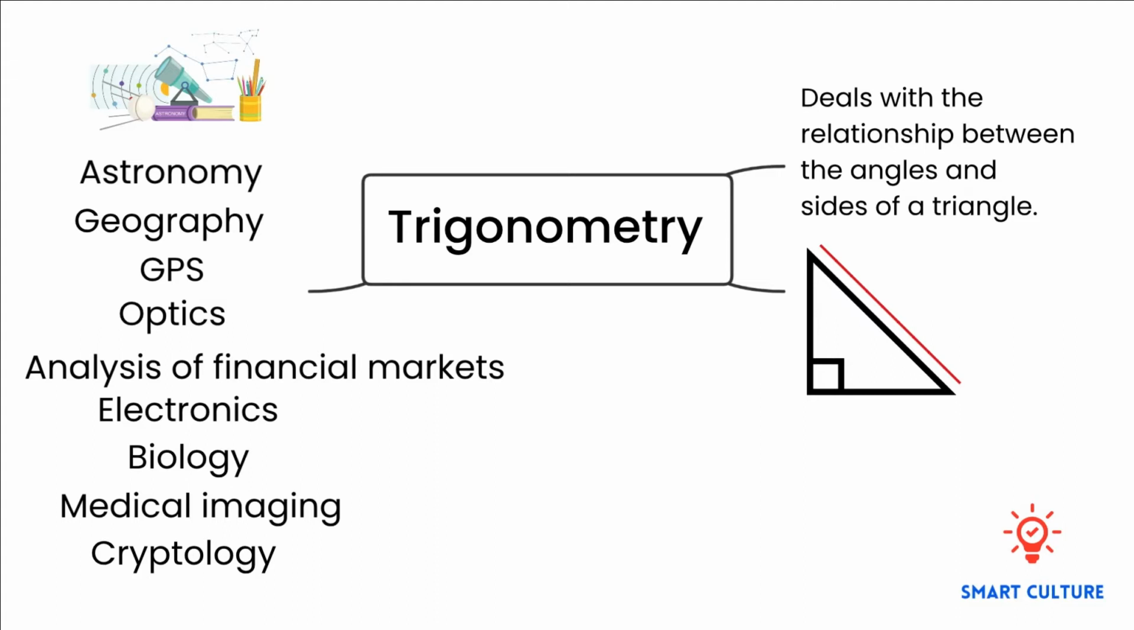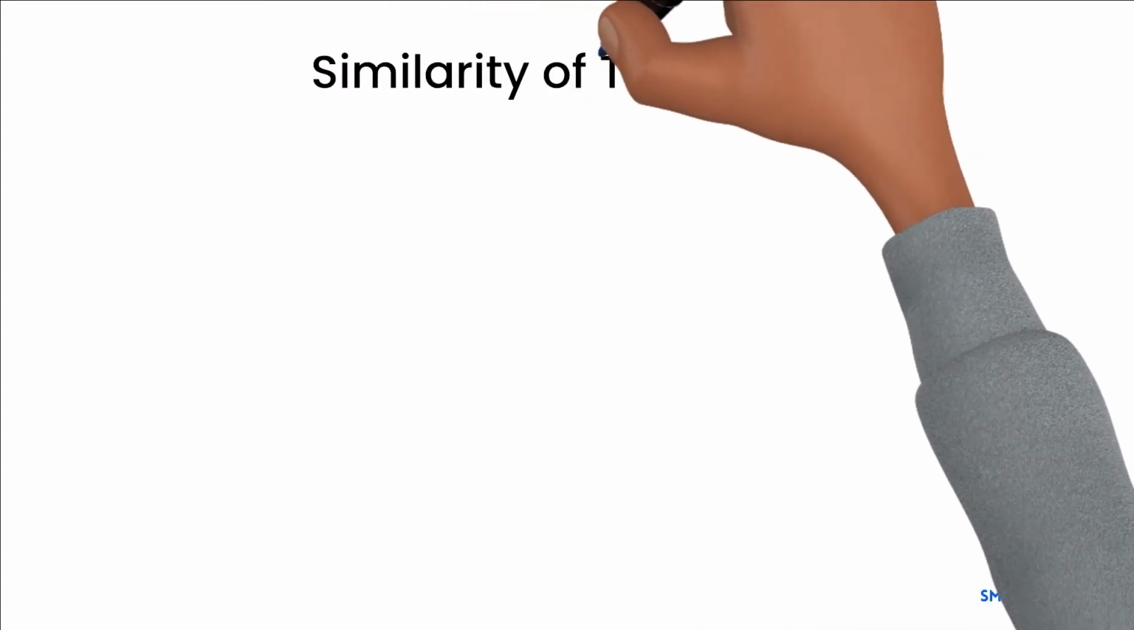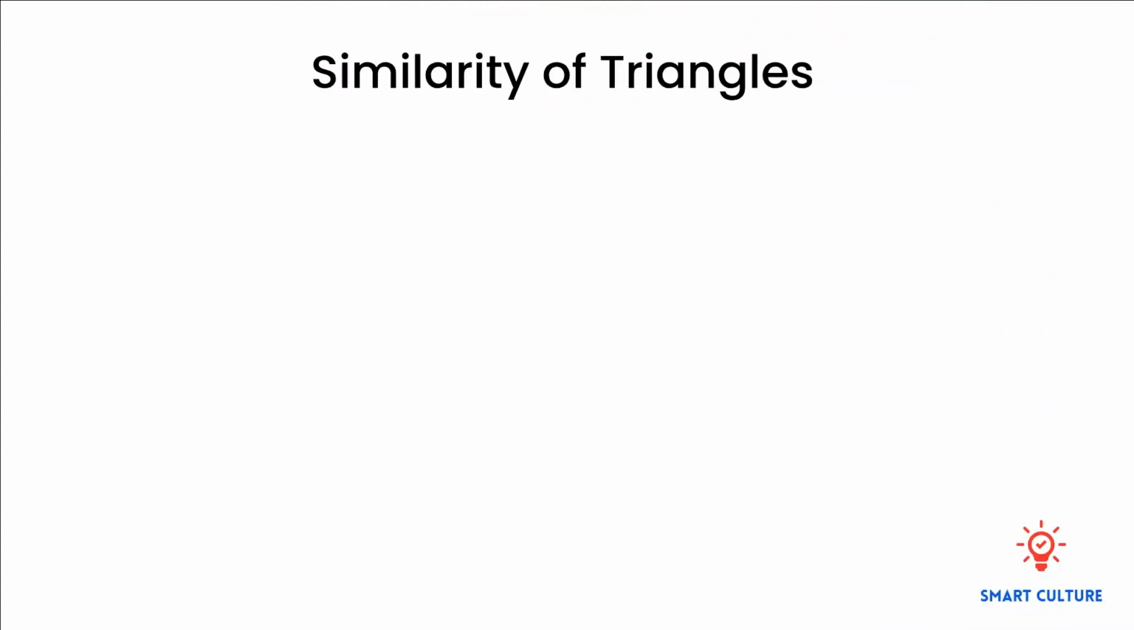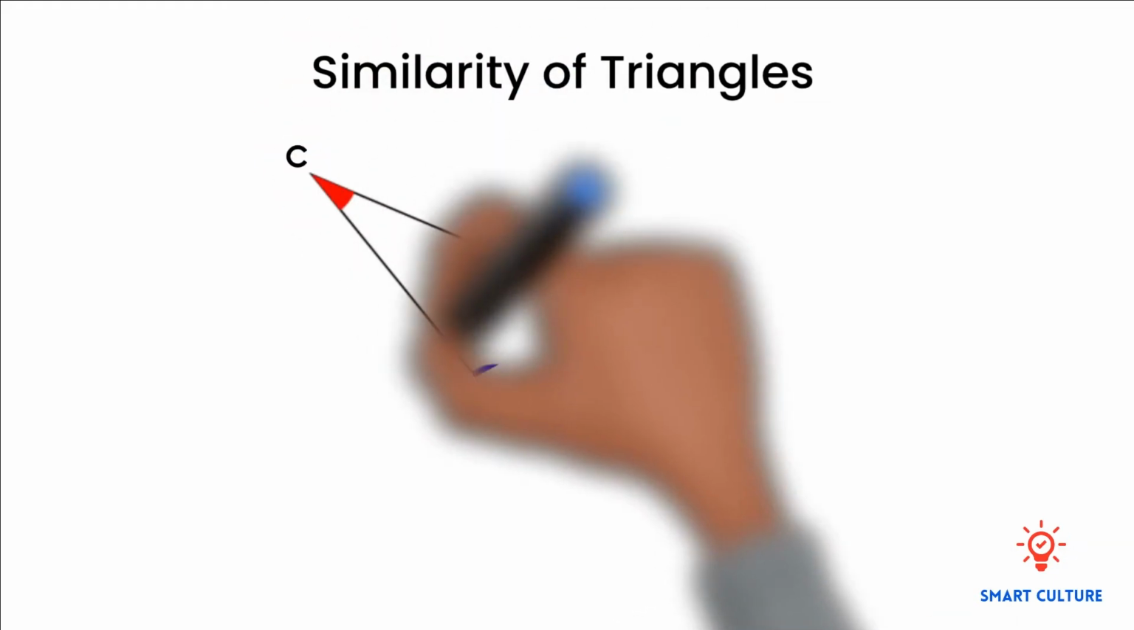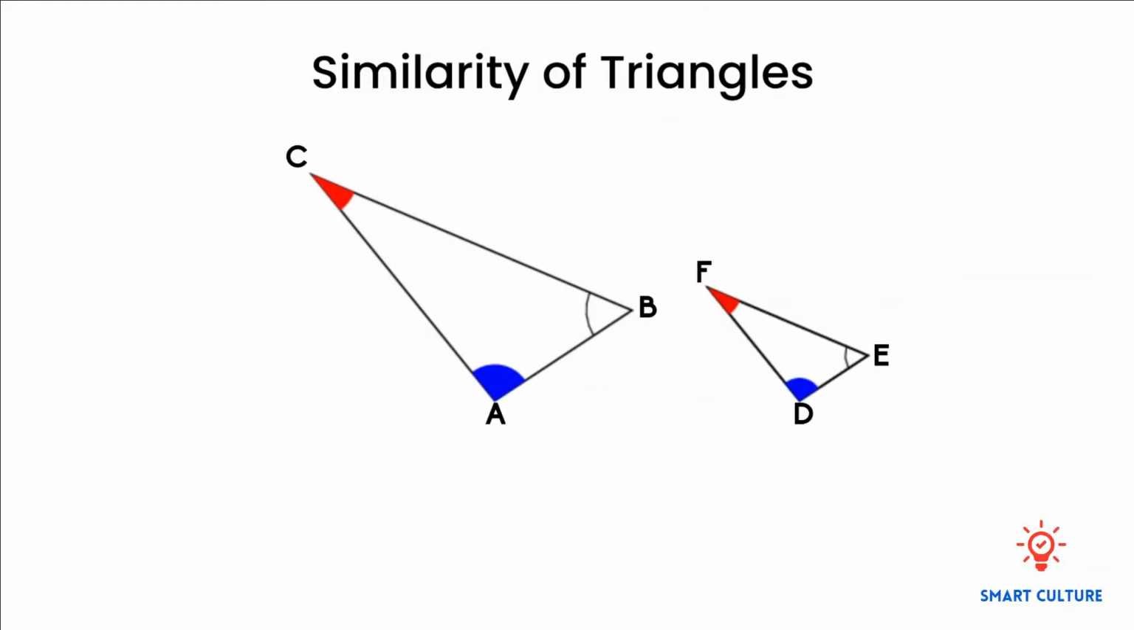Let's start with the very basics of trigonometry, the similarity of triangles. In the triangles below, triangle ABC is similar to triangle DEF. Take a look at these triangles. What do you see? In similar triangles, it is possible to deduce ratios between corresponding sides.